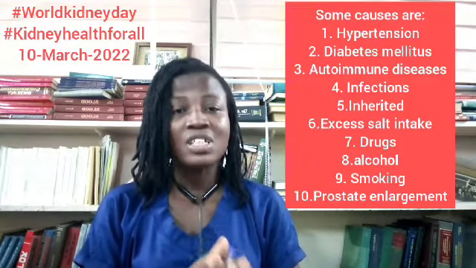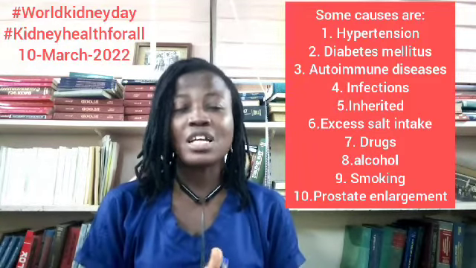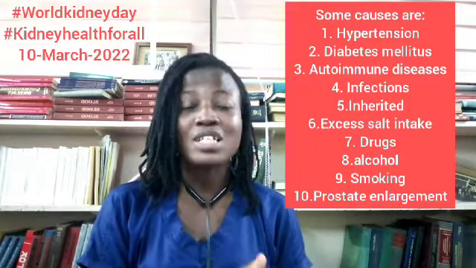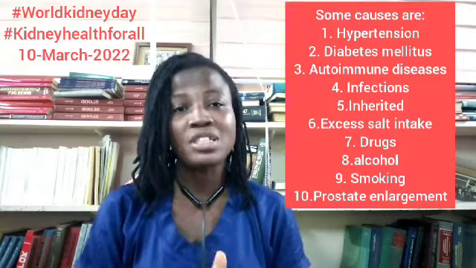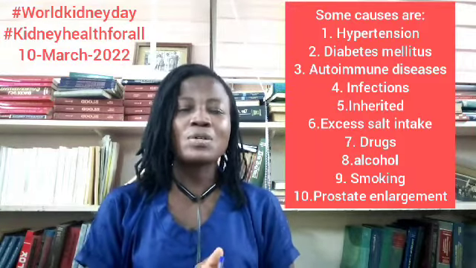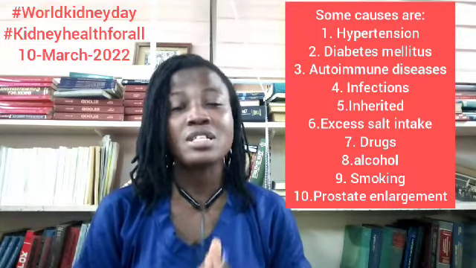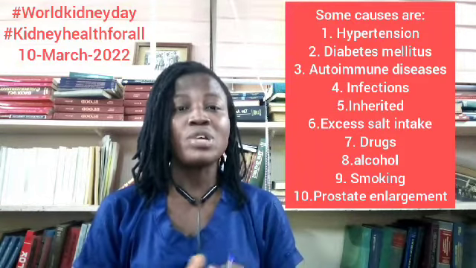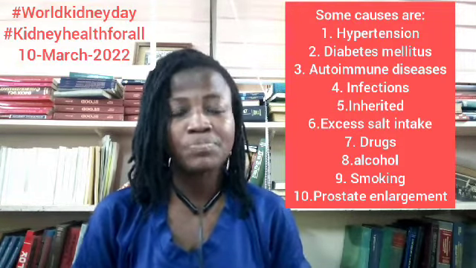Another cause of kidney disease is infection, like say from Staph aureus, which, if not treated properly, could lead to glomerulonephritis, pyelonephritis, and other inflammatory diseases of the kidney. Another cause of kidney disease is inheriting certain conditions like polycystic kidney disease. Yes, you may inherit this from any family member.